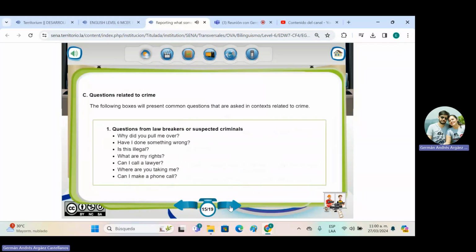C. Questions related to crime. The following boxes present common questions that are asked in contexts related to crime. 1. Questions from lawbreakers or suspected criminals. Why did you pull me over? Have I done something wrong? Is this illegal? What are my rights? Can I call a lawyer? Where are you taking me? Can I make a phone call?